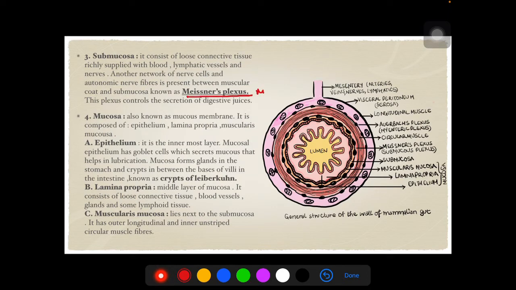This is again a very important MCQ question, and generally it is asked whether Meissner's plexus is present between the muscular coat, submucosa, mucosa, or visceral peritoneum. Which of the following is correct? This plexus controls the secretion of digestive juices. This is again a very important MCQ question: which of the following controls the secretion of the digestive juices? Is it Meissner's plexus or Auerbach's plexus? The right answer is Meissner's plexus.